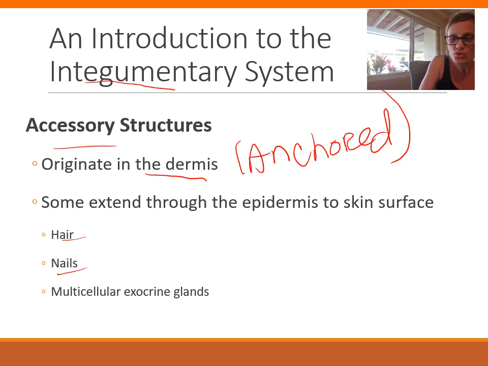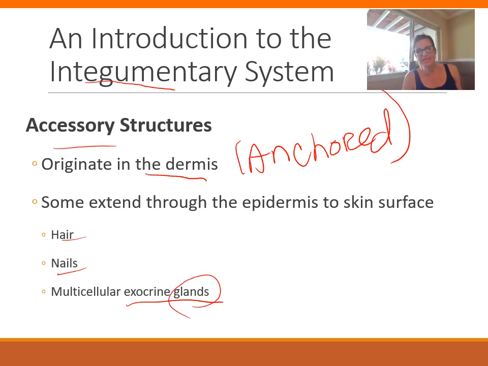There are also numerous exocrine glands that are included in the accessory structures of this integumentary system. A gland is just something that makes a secretion, and we have endocrine glands and exocrine glands. Endocrine glands, you guys will learn about in A&P 2 when we do the endocrine system. Those are the ones that make hormones. Exocrine glands are different. Exocrine glands make secretions that get released onto some sort of a surface.